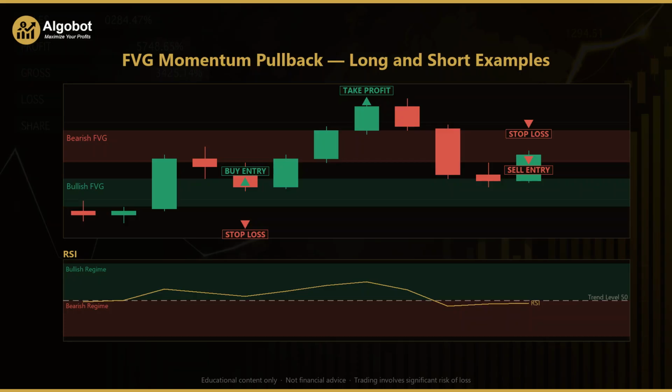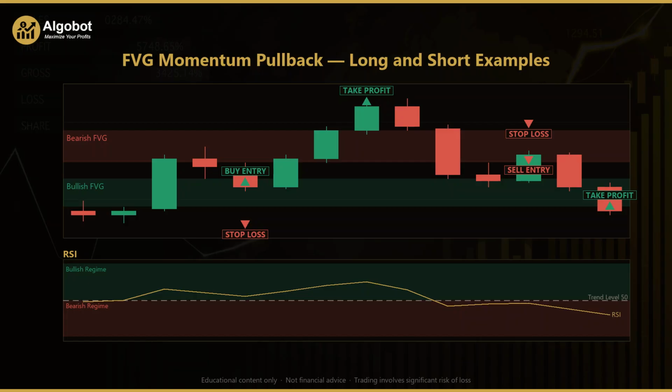Near the top, a strong bearish candle drops with a large body, another displacement, and once again it leaves an untraded pocket above it, this time shaded red, our bearish fair value gap. As that candle prints, RSI breaks down through 50 into the bearish regime, signaling that momentum has flipped to the downside. Just as before, the strategy waits for the pullback.